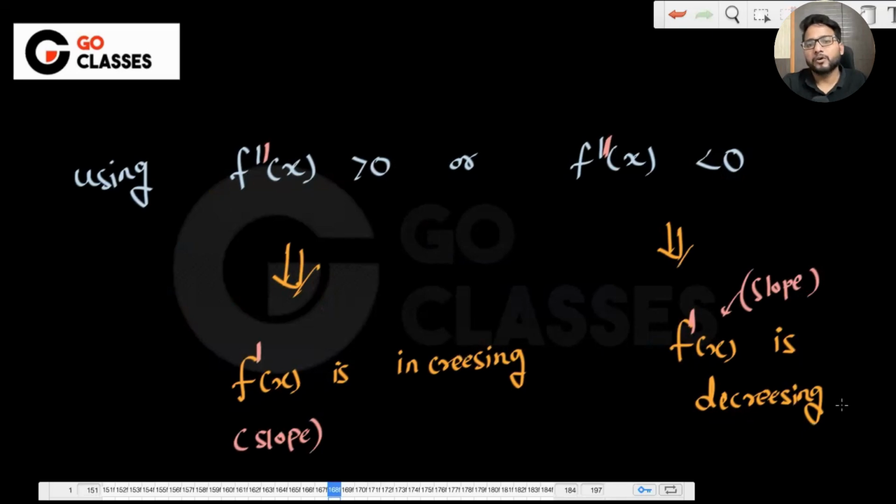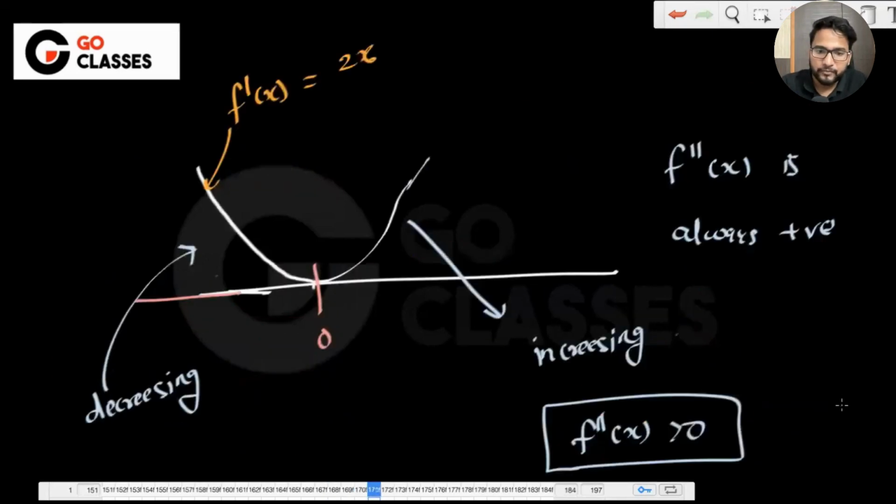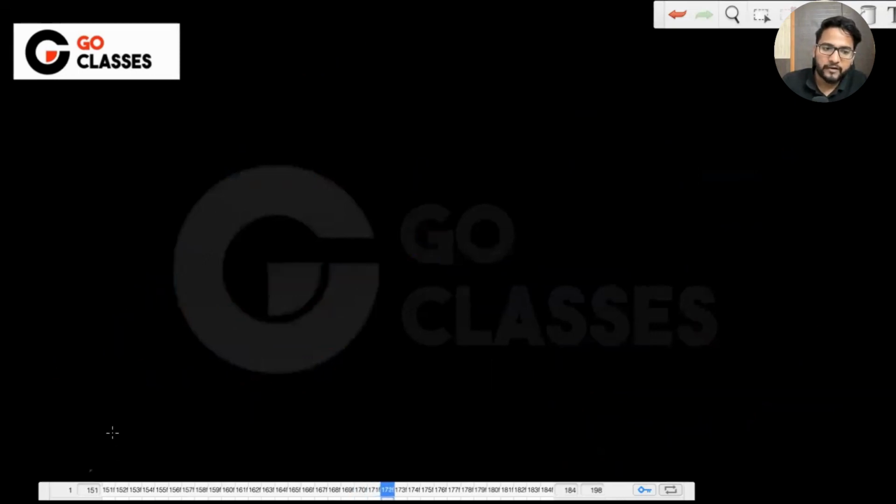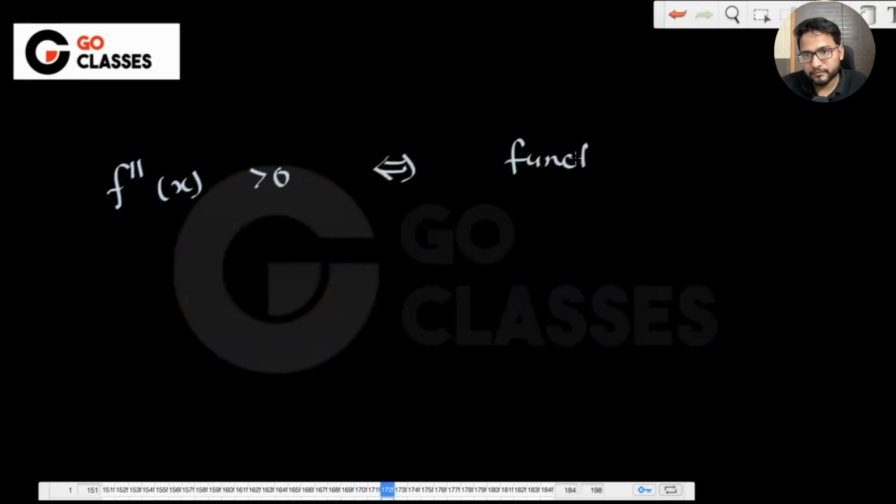Okay. So basically, this f double dash x greater than zero means the function is something like this, up. It is called concave up or convex. So concave up. Basically, the function is up.